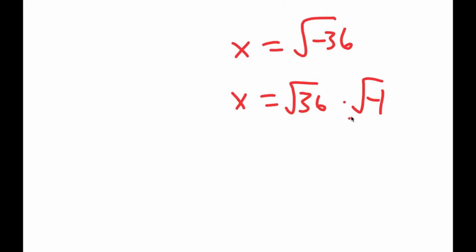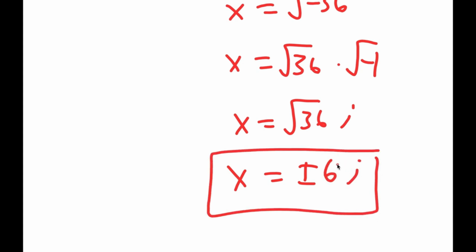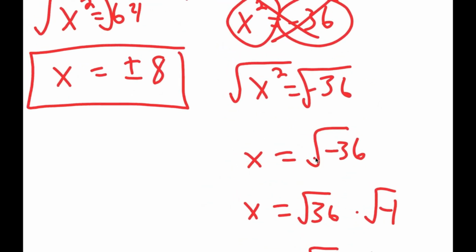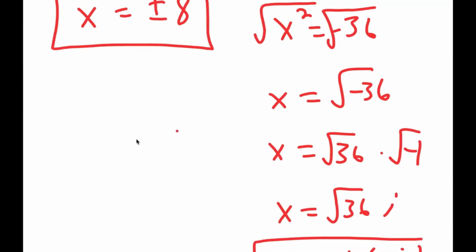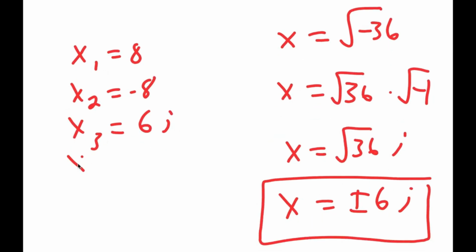Now the square root of negative 1 is the same thing as i, so I get x is equal to the square root of 36 i. And the square root of 36 is the same thing as positive or negative 6. So I get x is equal to positive or negative 6i. So these are another two solutions. And these aren't real solutions, but these are imaginary solutions, which still count as solutions to this problem. So my four solutions are x equals 8, x equals negative 8, x is equal to 6i, and x is equal to negative 6i.